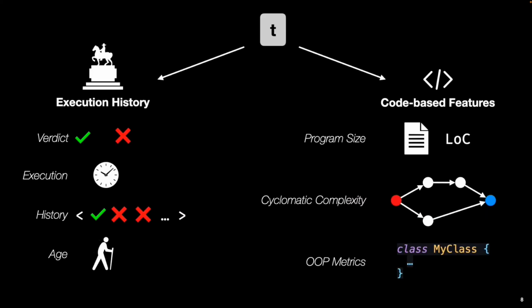Well, usually this is formulated as a prediction problem. So we have a test case, and based on the test case itself, we decide, let's say, its rank, its priority. And in these two papers, what the authors consider is two sets of features.